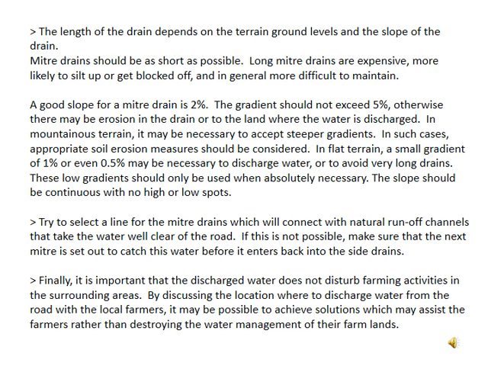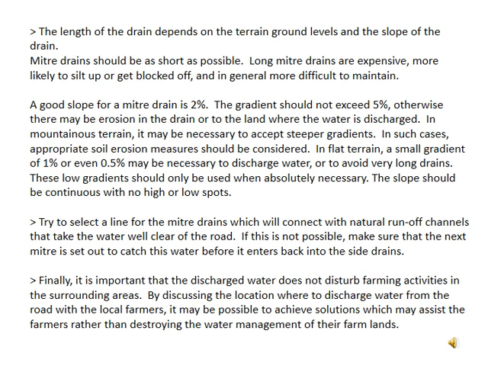In mountainous terrain, it may be necessary to accept steeper gradients. In such cases, appropriate soil erosion measures should be considered. In flat terrain, a small gradient of 1% or even 0.5% may be necessary to discharge the water in order to avoid very long drains. The low gradient should only be used when absolutely necessary. The slope should be continuous with no rise or low spot.